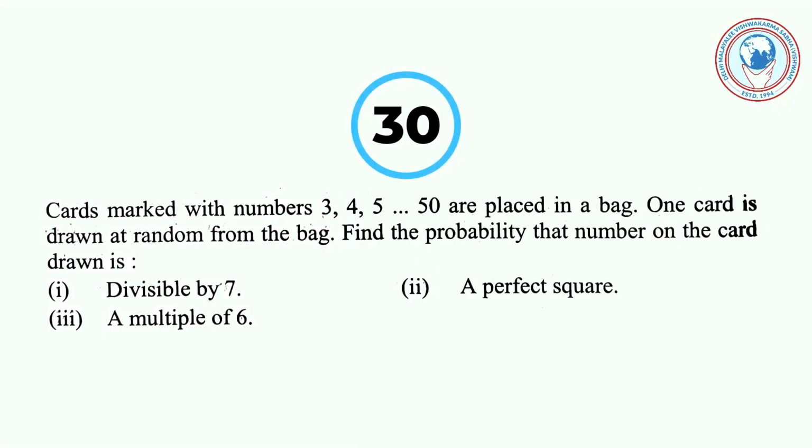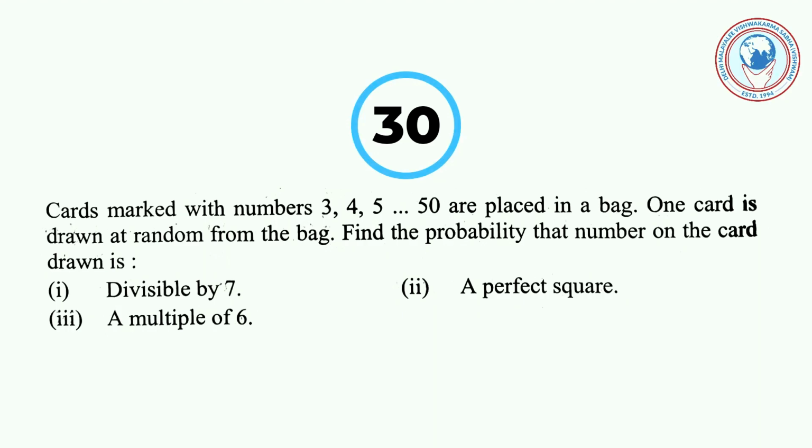Now question 30. Cards marked with numbers 3, 4, 5, etc. up to 50 are placed in a bag. One card is drawn at random from the bag. Find the probability that the number on the card drawn is, three parts are there: first, divisible by 7, second, a perfect square, and third, a multiple of 6.